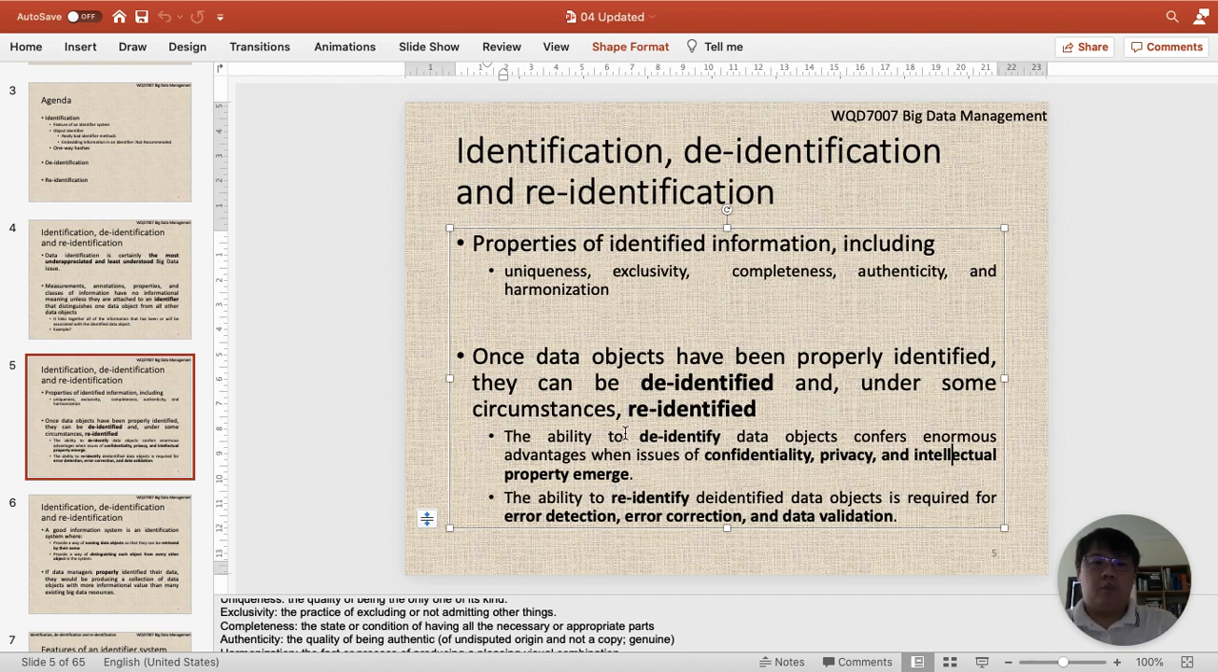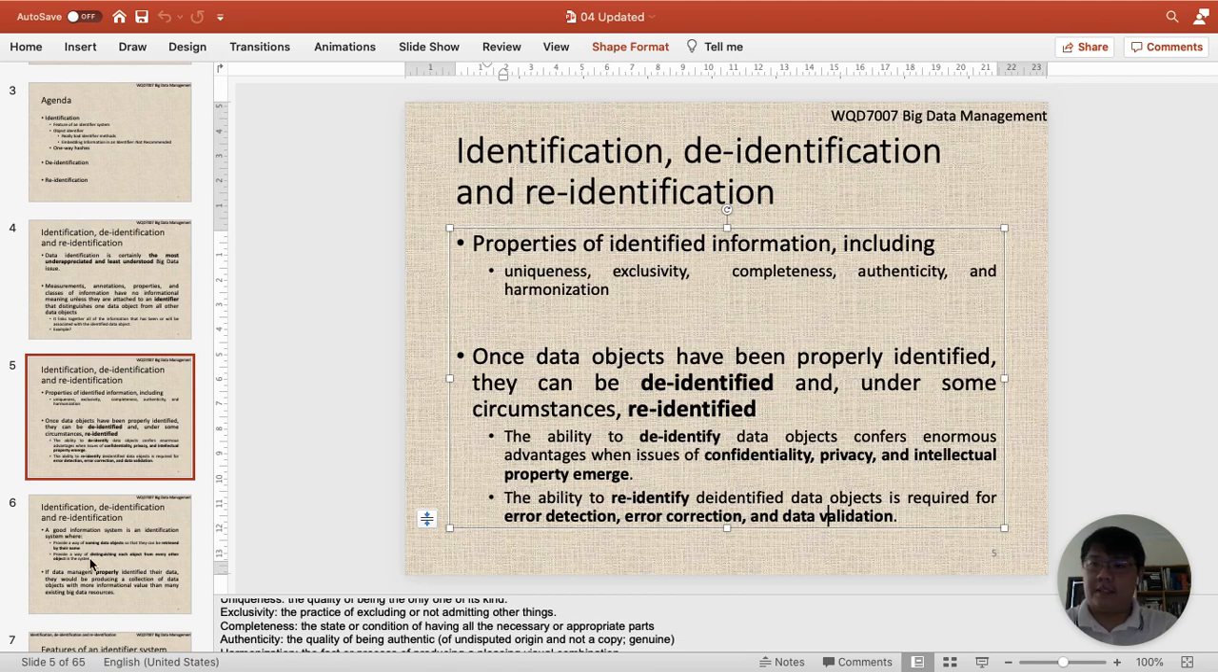But when you actually need to re-identify, basically it's because you want to do error detection, error correction, or data validation, where you want to validate whether the data that you're capturing is actually correct. That's why you want to re-identify back the original data. Or you actually find some benefits from the data that you have and you want to find out where the data is coming from, so that it's beneficial to that particular data provider or contributor.